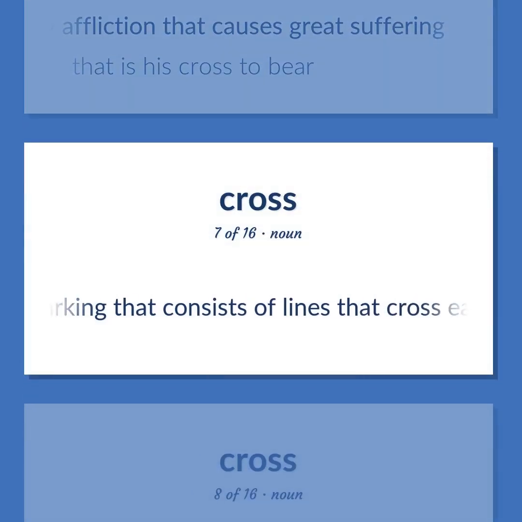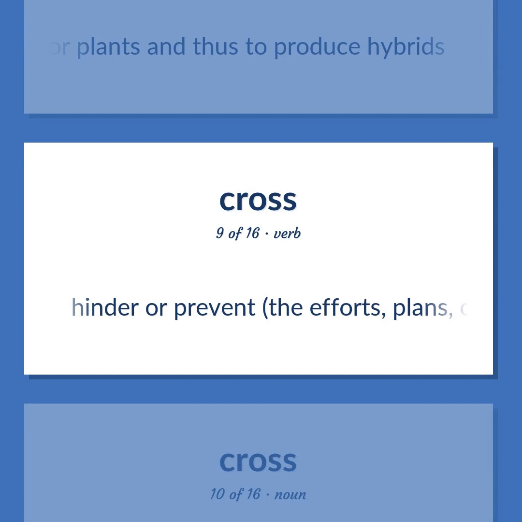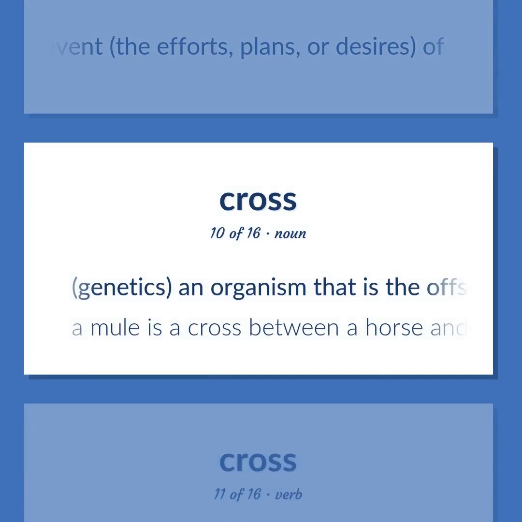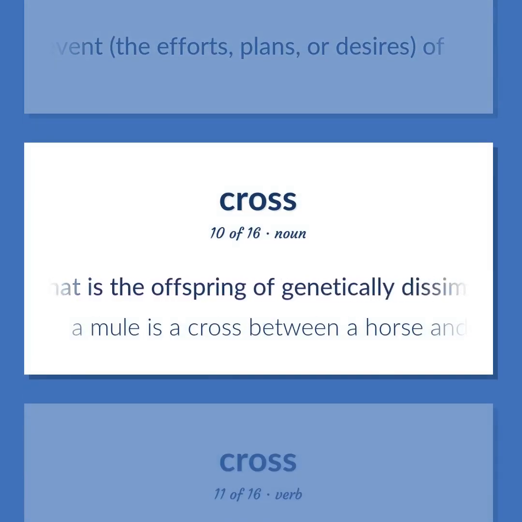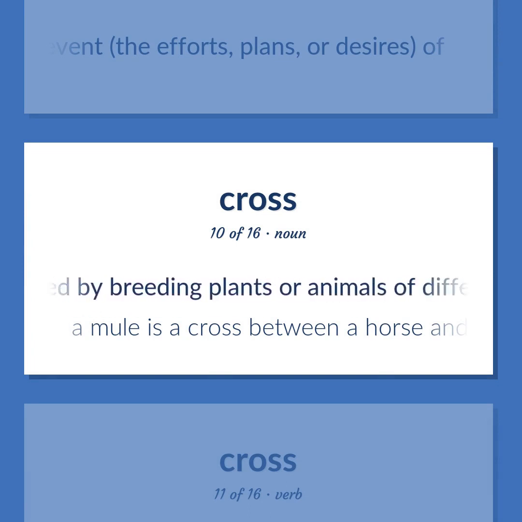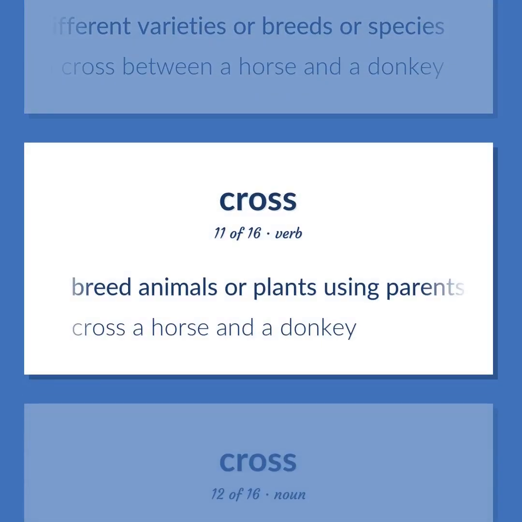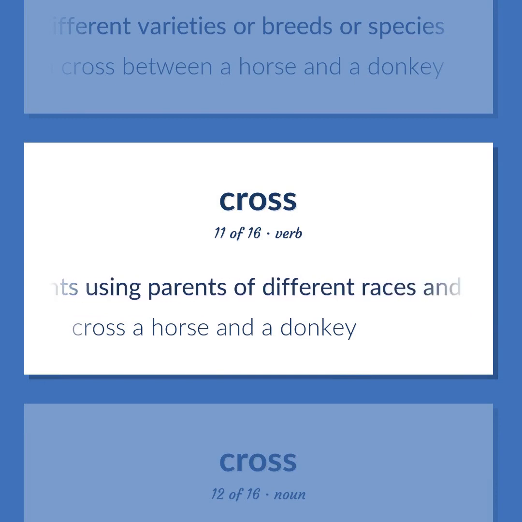A marking that consists of lines that cross each other. Genetics. The act of mixing different species or varieties of animals or plants and thus to produce hybrids. Hinder or prevent the efforts, plans, or desires of. Genetics. An organism that is the offspring of genetically dissimilar parents or stock. Especially offspring produced by breeding plants or animals of different varieties or breeds or species. A mule is a cross between a horse and a donkey. Breed animals or plants using parents of different races and varieties. Cross a horse and a donkey.